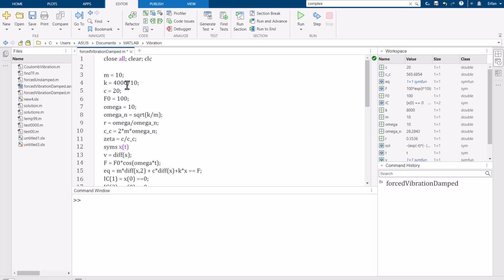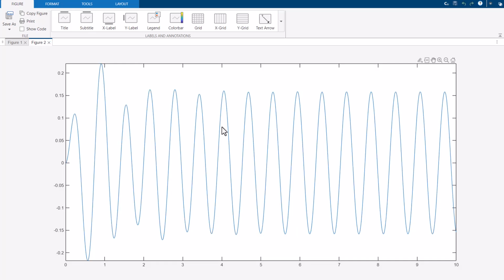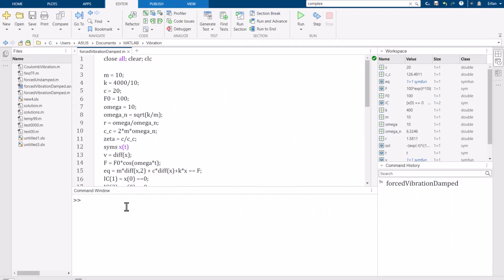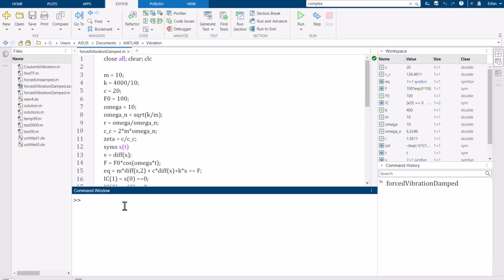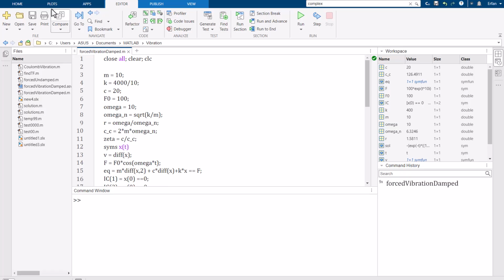Or I will divide it by 10. Again, when k was equal to 4000, the amplitude of oscillations was 0.03. Now this time it is 0.15. So the amplitude of oscillations has been multiplied by 5. So the final take is, if we increase k, the amplitude of oscillations is going to decrease.